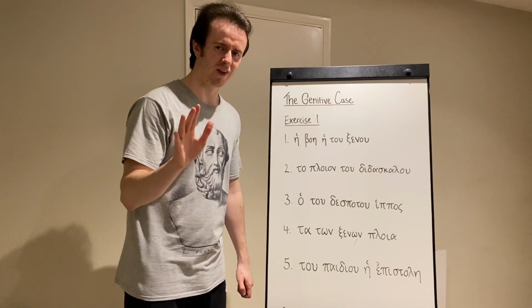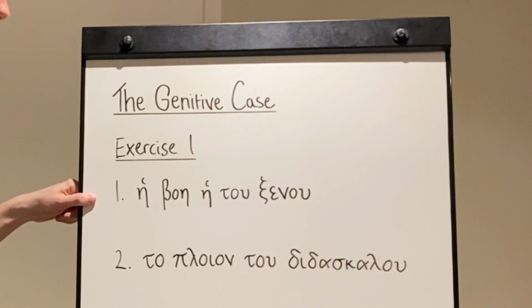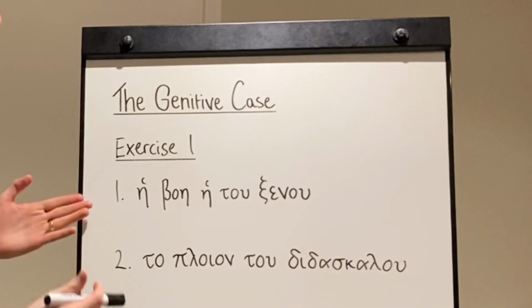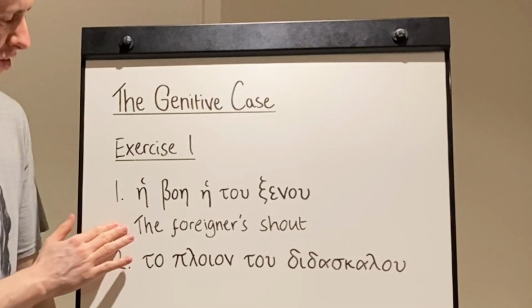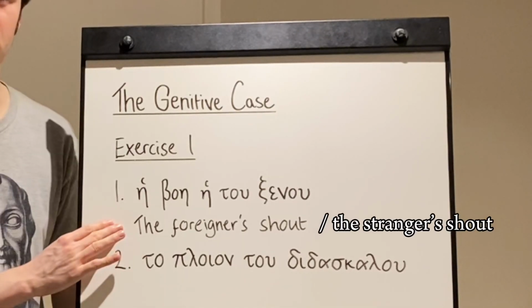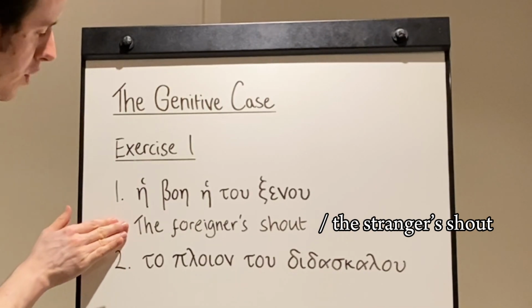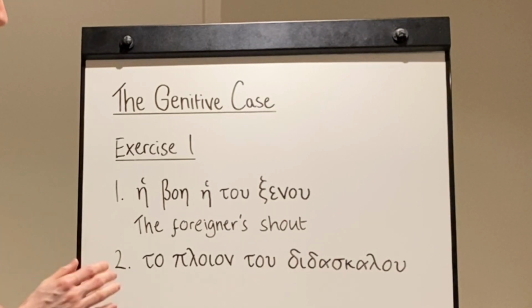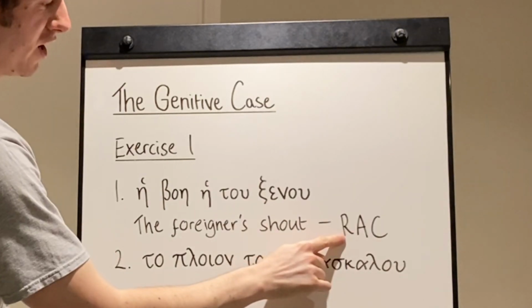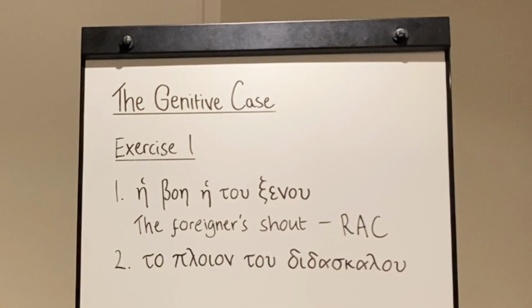Okay, I'm going to start revealing the answers now. The first one was hē boē hē tou xenou. The natural translation of this phrase is the foreigner's shout. It literally means the shout of the foreigner, but we would translate it into natural English as the foreigner's shout. And we know that the genitive is being deployed with the repeated article construction, which I've abbreviated as RAC.